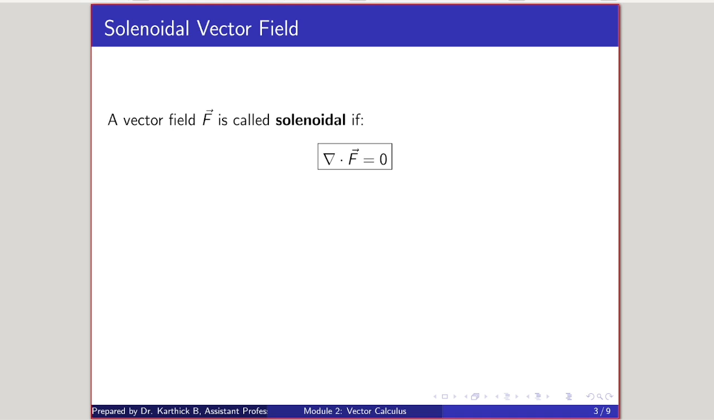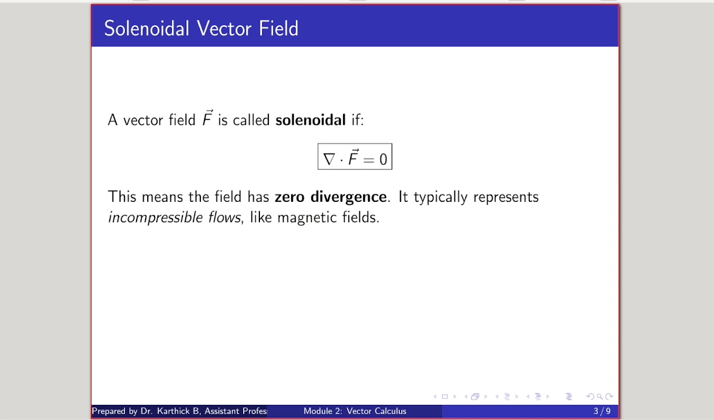A vector field F is said to be solenoidal if the gradient dot F vector is equal to 0. Then we say it is solenoidal. This means the field has zero divergence. It typically represents incompressible flow, like a magnetic field. First, we will see the general form.